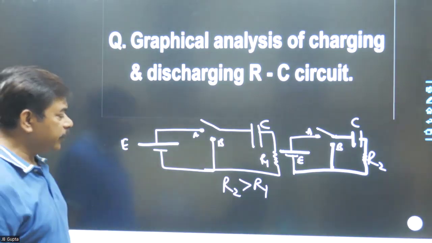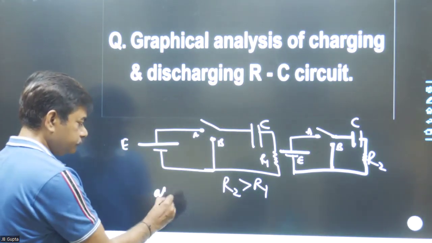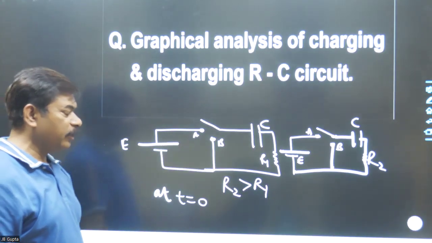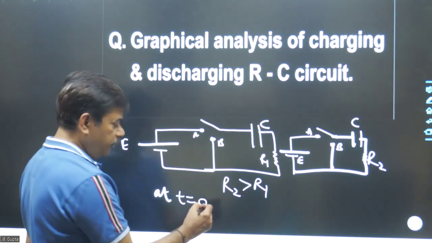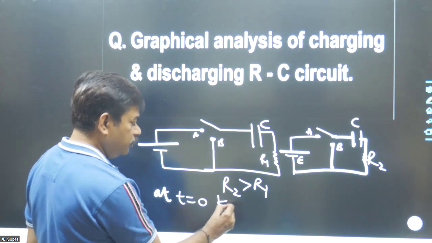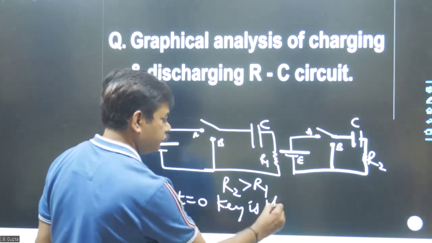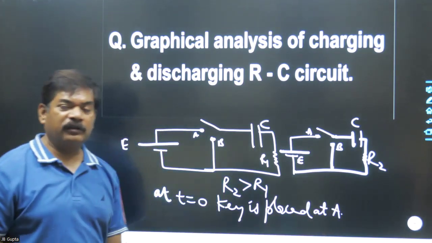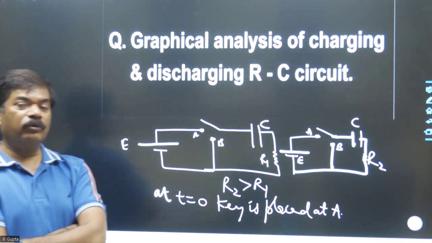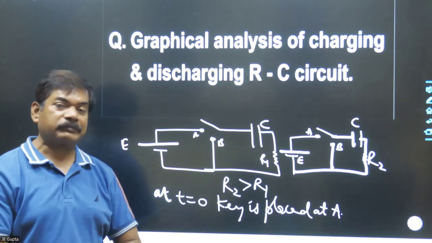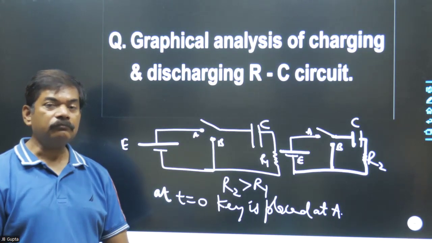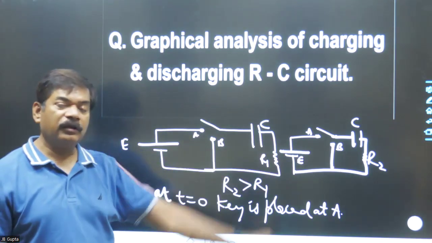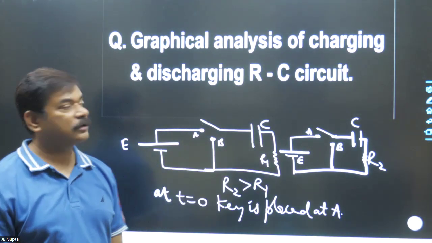And at t equals 0, we're keeping the key at the point A in both the circuits. At t equals 0, the key is placed at A. So the moment the key is placed at A, charging of the capacitor will start. Immediately after keeping the key at the point A, the charging of the capacitor will start.